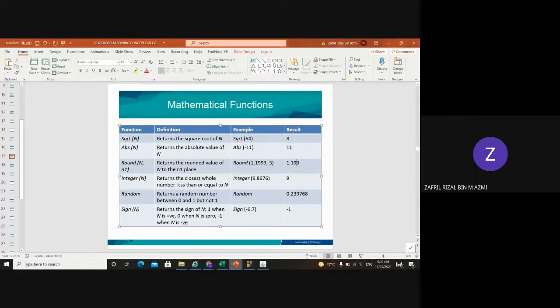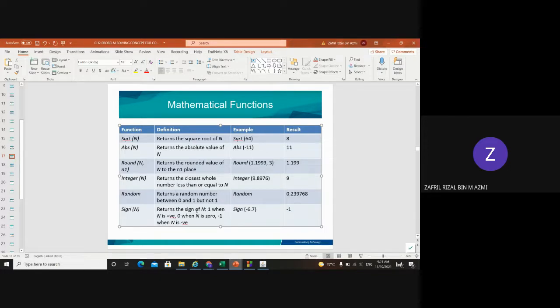Okay, and then integer: this is not round. If round, it is rounded off. This one is not rounded, it just removes the whole floating number over here. And then this is to generate a random value between 0 to 1, so it will generate any value randomly.